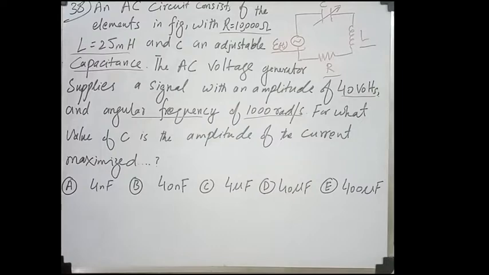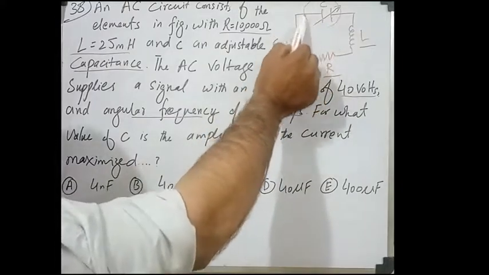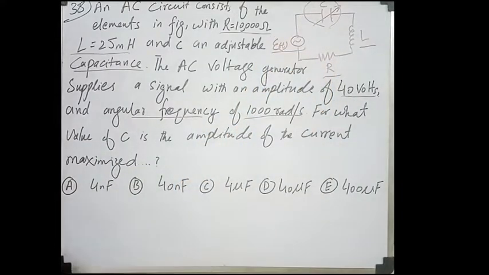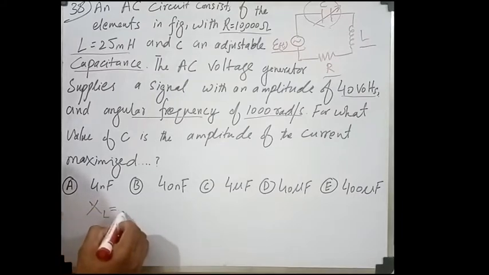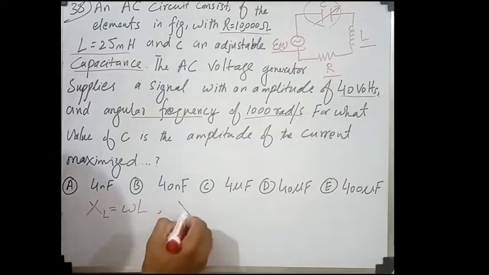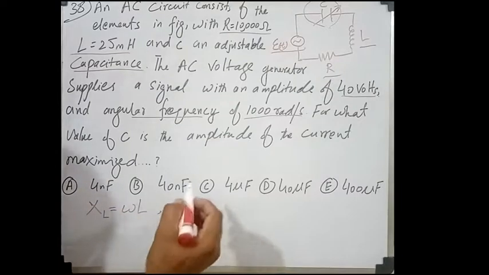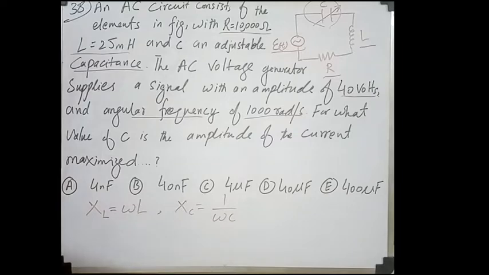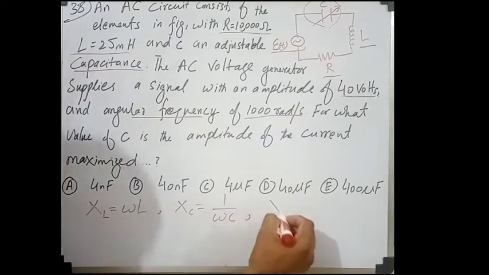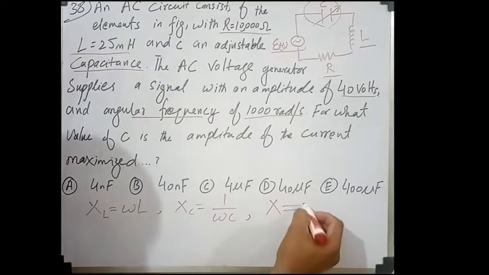This is a series RLC circuit, which is used for resonance purpose. Here the capacitance is adjustable, so we have to find the value of capacitance C when the current amplitude is maximized. For this we will use the resonance principle. The inductive reactance of the inductor is equal to omega L, and the capacitive reactance of the capacitor is equal to 1 over omega C, where omega is the angular frequency. For the resistor, reactance is simply equal to R.